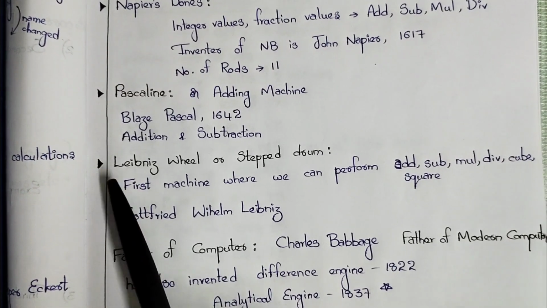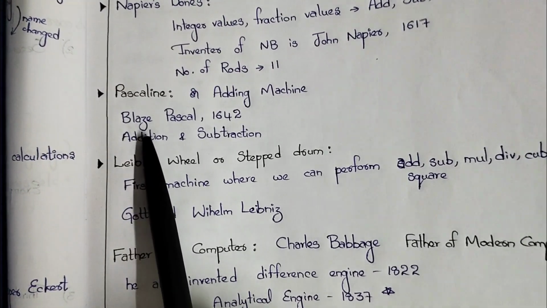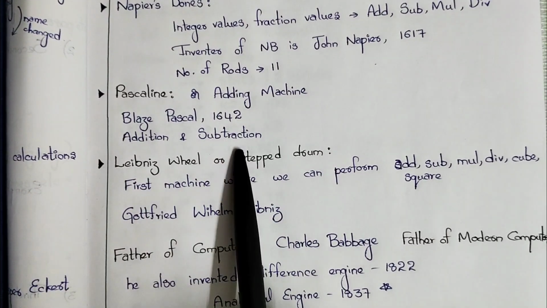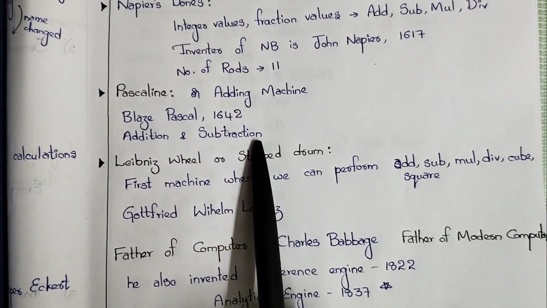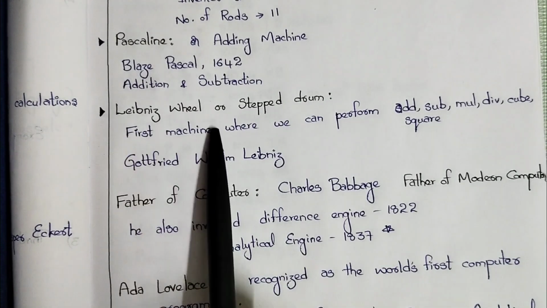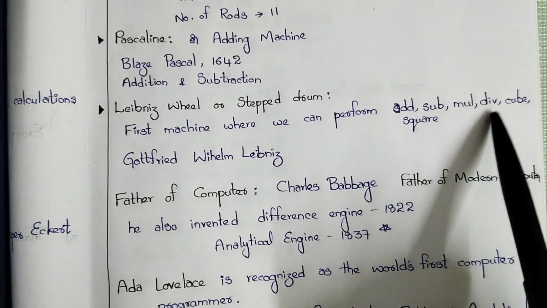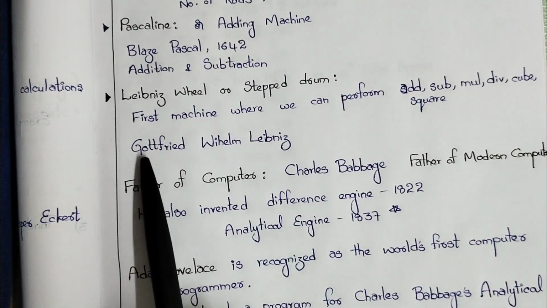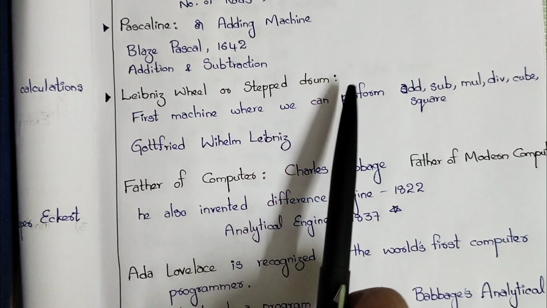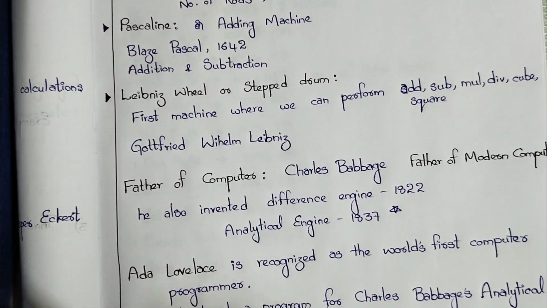Okay, am I clear? Pascaline can only do addition and subtraction. It's the first machine which can perform addition and subtraction, whereas Leibniz wheel is the first machine where we can perform addition, subtraction, multiplication, division, cube, square. And the inventor of Leibniz wheel, or the stepped drum, is Gottfried Wilhelm Leibniz.